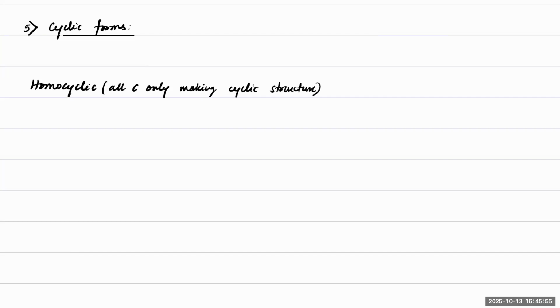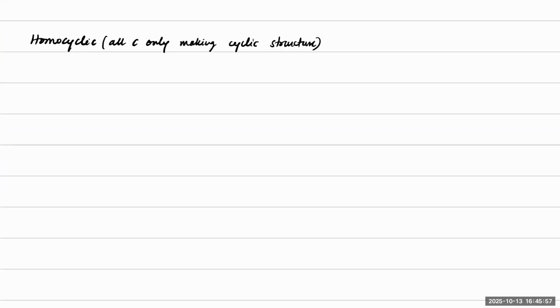Within that, we have first alicyclic. Alicyclic means simple carbon structures like this one, this one, this one. These are all alicyclic. Got it? Second one is aromatic. Aromatic, like benzene, like this. These are all aromatic.